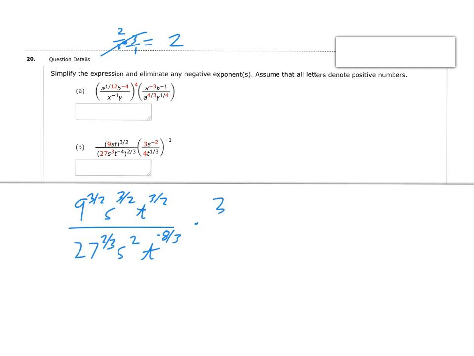And then this one as well, I'm going to have to multiply everything by negative 1. So that's 3 to the negative 1, s to the 2nd, and then 4 to the negative 1, t to the negative 1/3 on bottom.